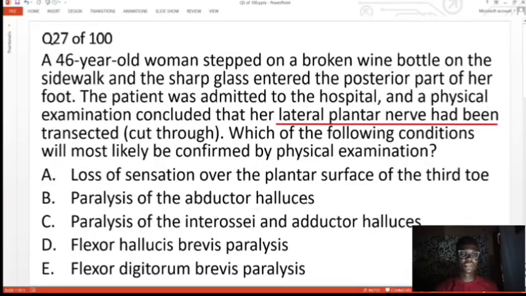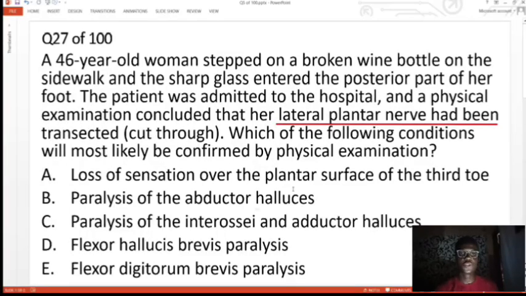So we've discussed the muscles and the innervations of the muscles of the sole of the foot. Now we're discussing the cutaneous innervation of the medial and the lateral plantar nerve. So like I was saying, the medial plantar nerve innervates the anterior medial surface of the sole, and then gives cutaneous innervation to the medial three-fourths of the toes. That is the first toe, the second toe, the third toe, and then the medial half of the fourth toe.